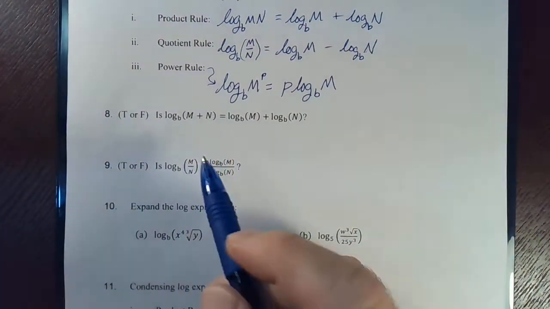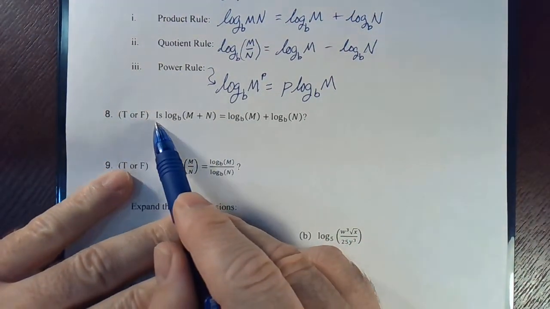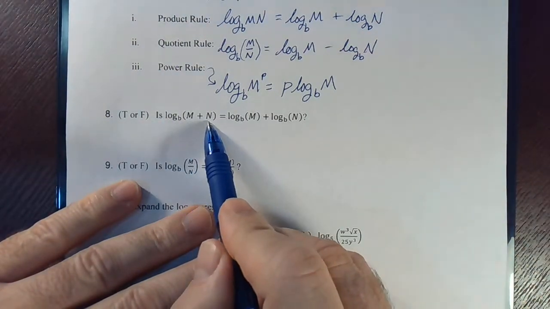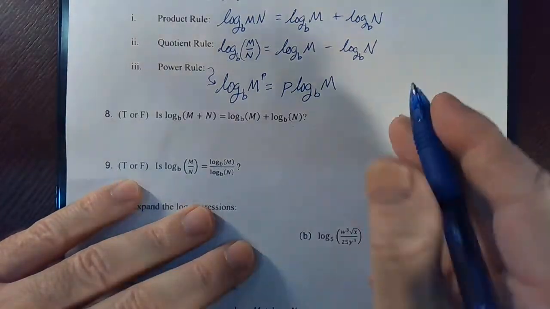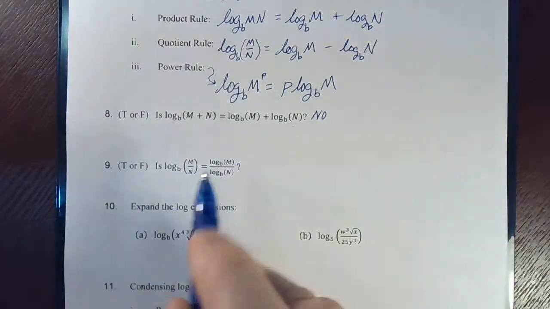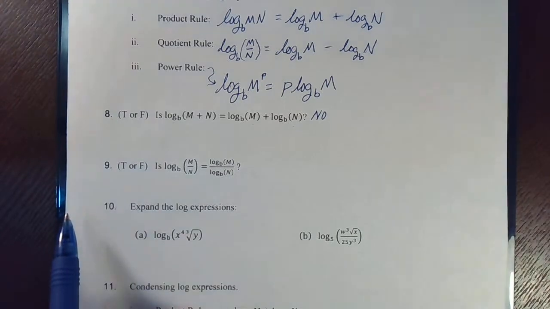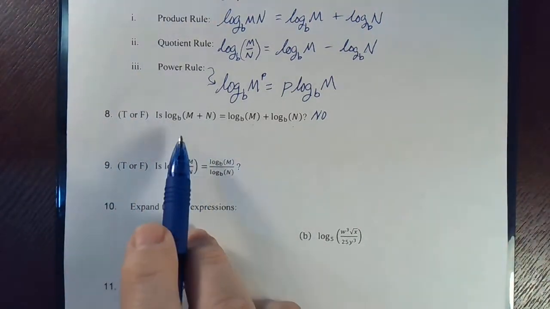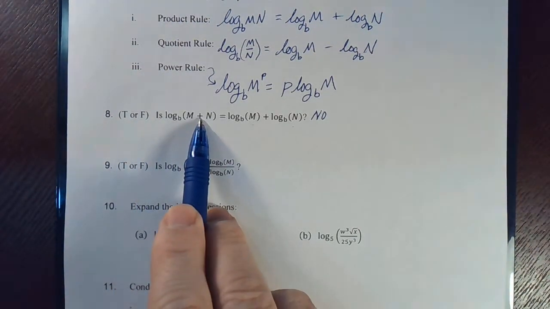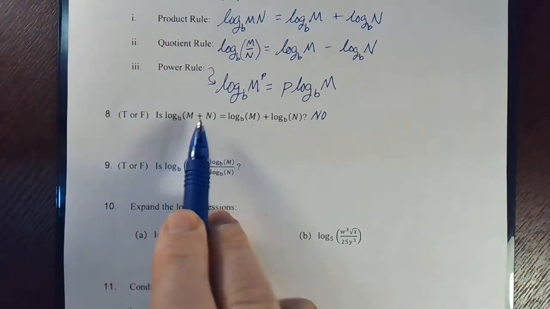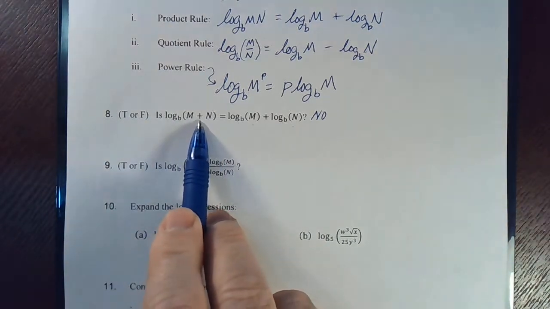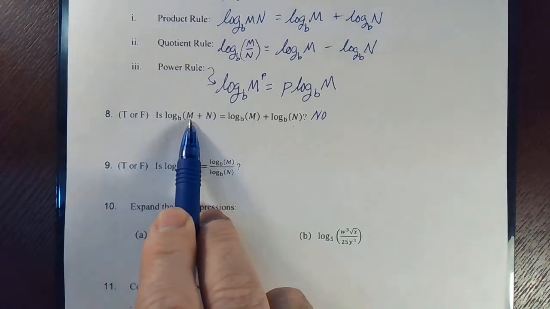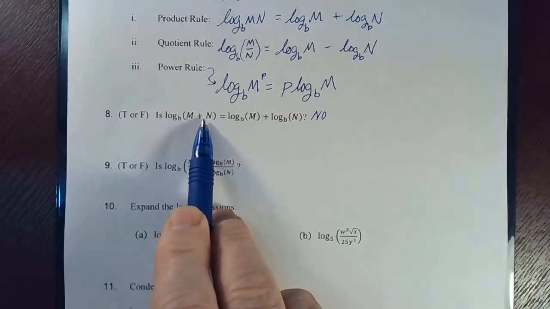All right, how about a couple of easy true-falses? True-false, is log base b of m plus n equal to log base b of m plus log base b of n? No, absolutely not. How could we change it to make it a true statement? We could make it the product rule. We could make that a multiplication instead of an addition. Then this would be perfect. But we don't have a good expansion tool for log of m plus n.